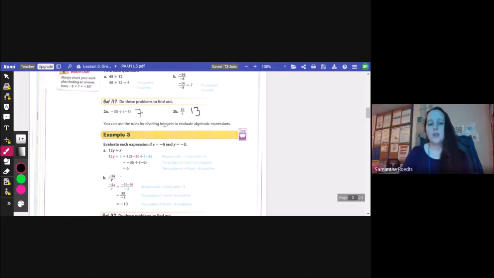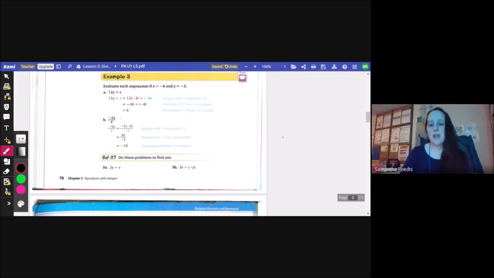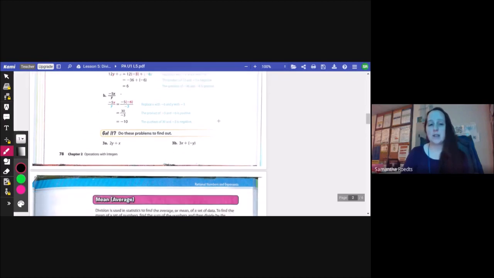Okay. You can use the rules for dividing integers to evaluate algebraic expressions. Example 3, evaluate each expression if x equals -6 and y equals -3. So I substitute my values, simplify, and then divide. Okay, so 12y becomes 12 times y, or 12 times -3. Then I'm dividing by my x value, which is -6. 12 times -3 is -36, divided by -6 is +6.